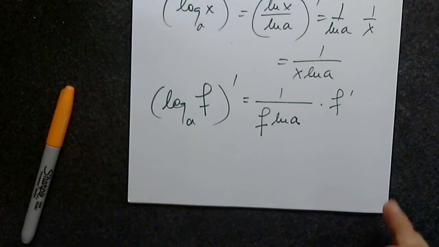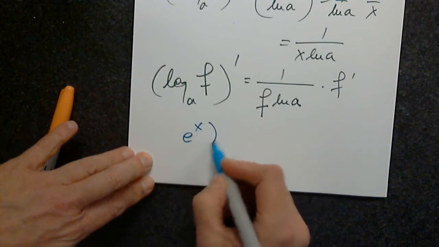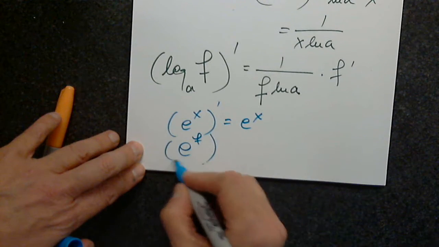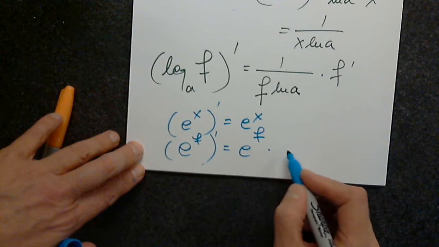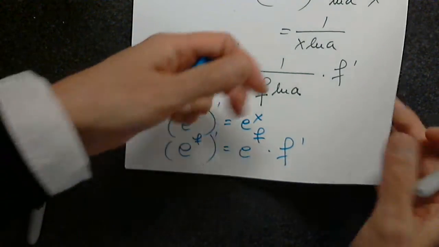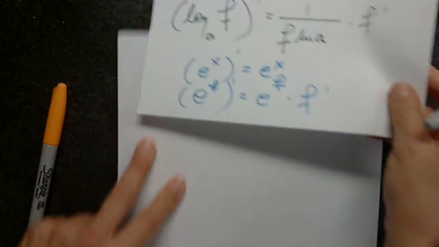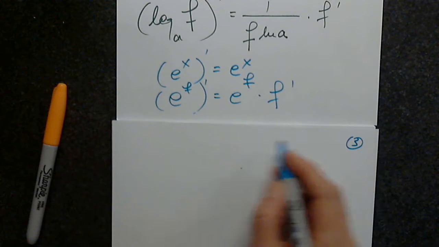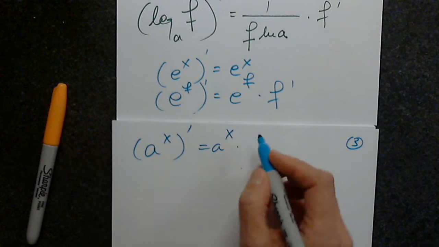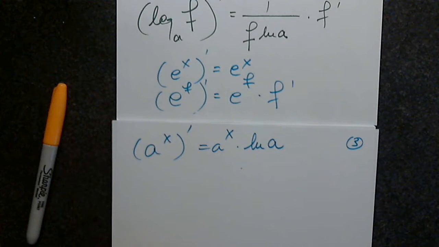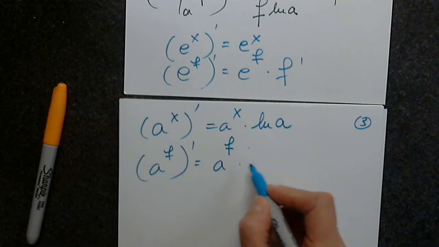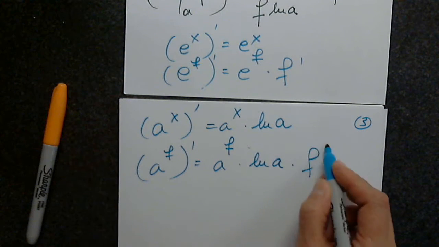The same thing when we differentiate e to the x, prime. We know this is the nicest function on the planet. If I differentiate e to a function, prime, I have e to that function times the function prime. But what if I don't have base e? The whole thing changes. So if I have a raised to x, this is a raised to x times natural log a. What if I have a raised to a function, prime? Then I have a raised to that function times natural log a and times the inner function prime.